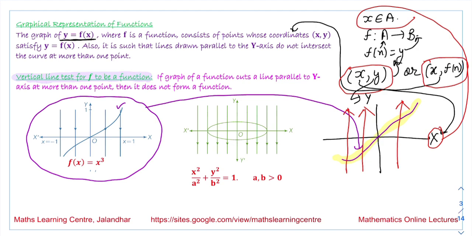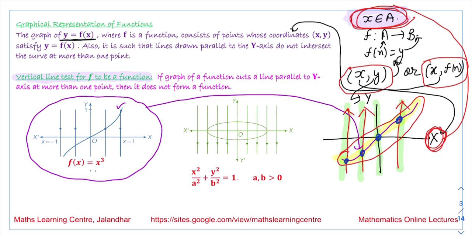So we have two conditions. First, the graph we are talking about should be defined for all values of x belonging to A. And second, if we draw a line parallel to the y-axis, at any point we draw this line, then it should not intersect this graph at more than one point.